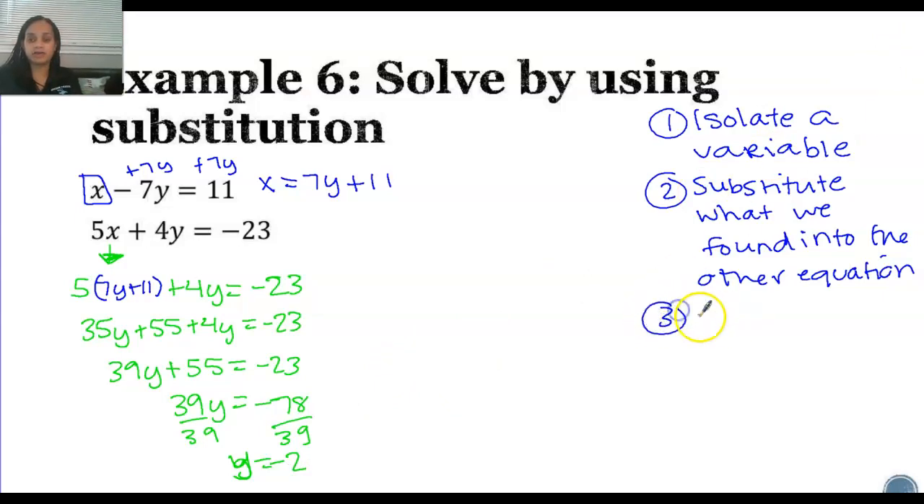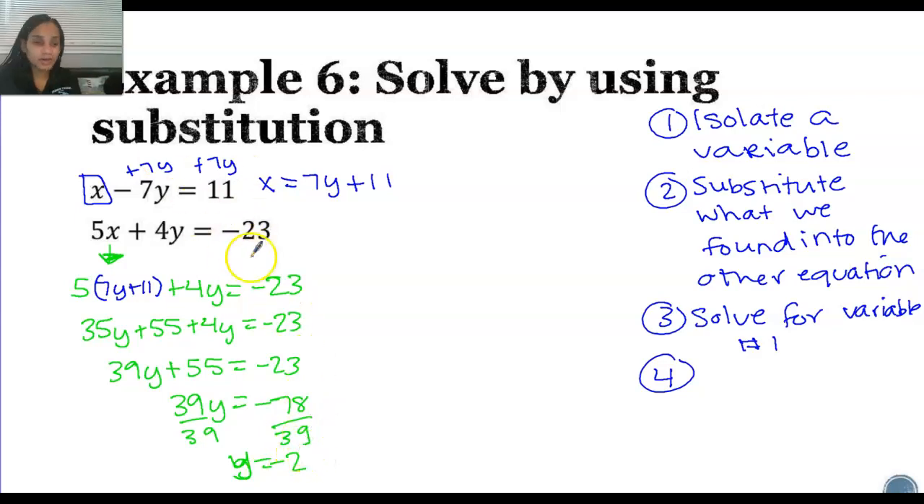So solve for variable 1. To get variable number 2, you have to plug it in to either one of these original equations, or you could even plug it into this one that you already solved for. That might be handy. Plug in what you got on step 3 and figure out the other coordinate.